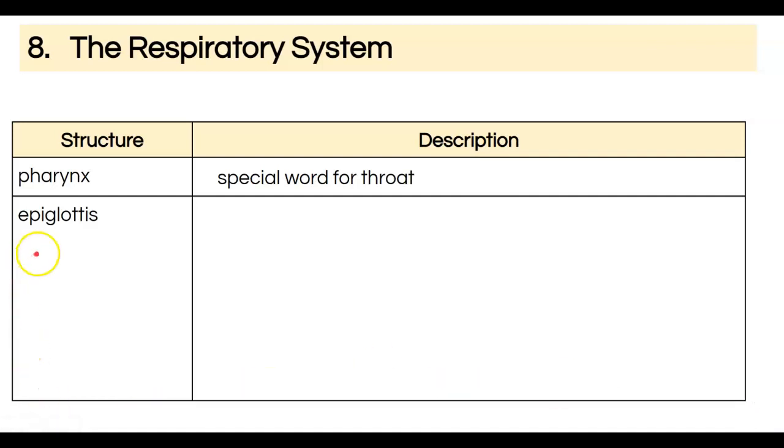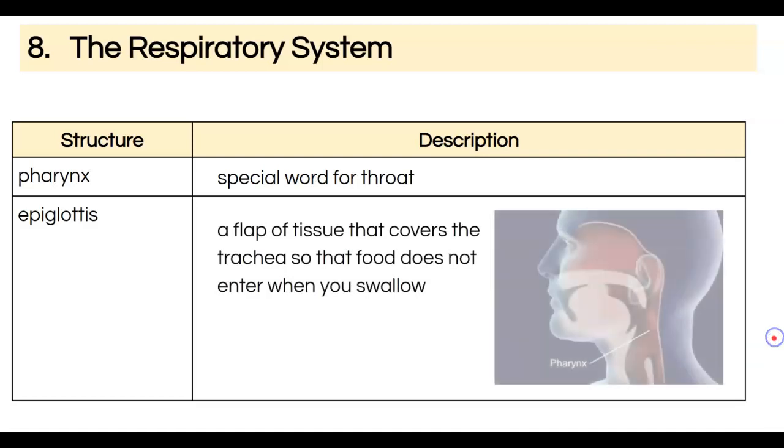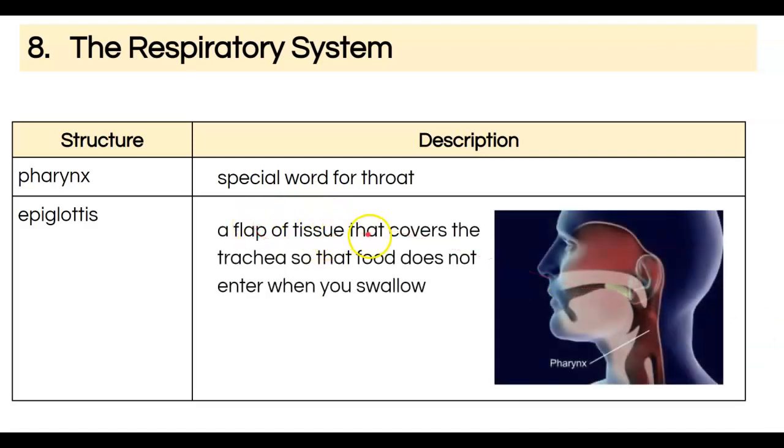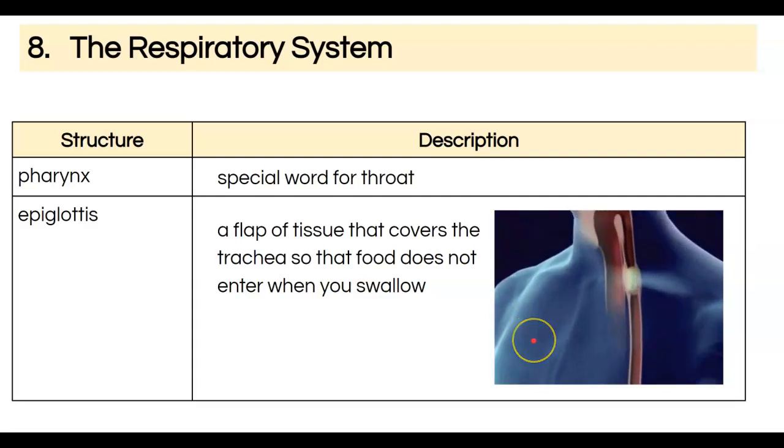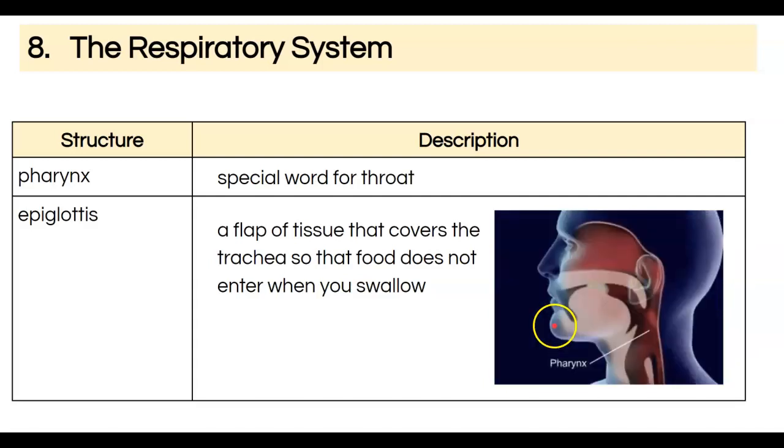Now, the epiglottis is an interesting structure that I haven't talked about yet, but I've got a nice animation here that I hope will explain where it is and what its function is in the human respiratory system. So, it is a flap of tissue that covers the trachea so that food does not enter when you swallow. So let's take a look at that here. I'm going to wait for this animation to start again. So you want to pay attention to this flap right here.